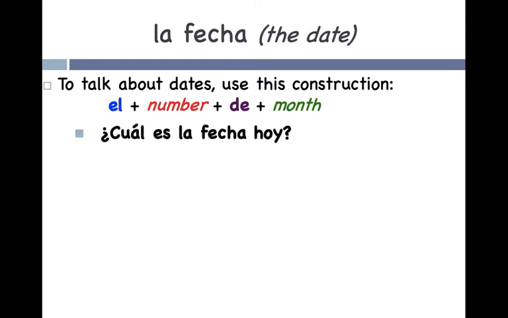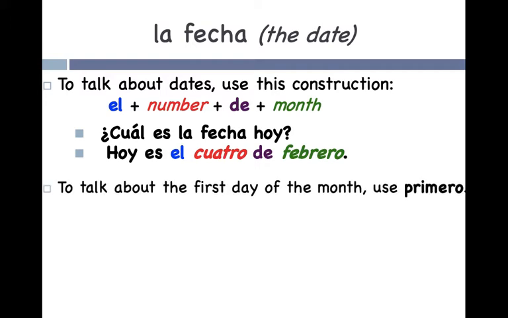Por ejemplo, ¿cuál es la fecha hoy? Oh, what does cuál mean? You got it, which. Which is the date today? Hoy es el 4 de febrero. The number of month, the 4 of February. Notice that the months are not capitalized.